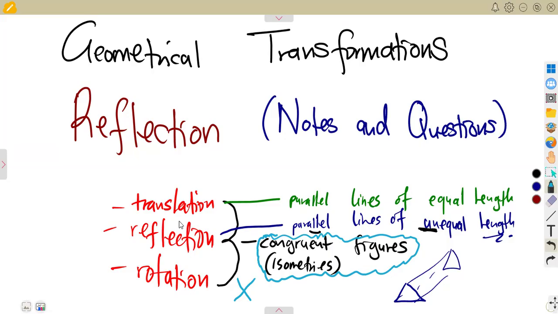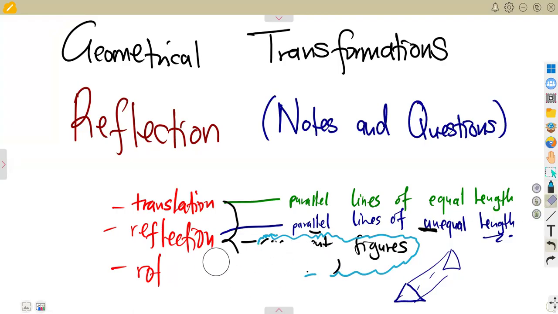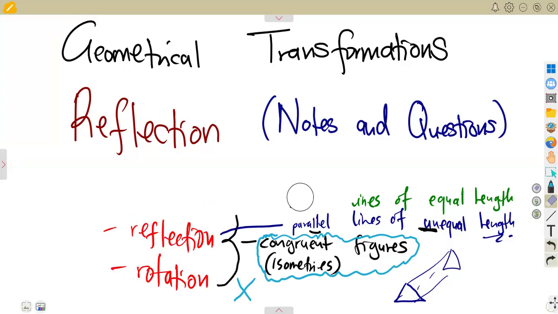So on a rotation, if you join the points A to A1, B to B1, the lines will cross. On a reflection, if you join A to A1, B to B1, you are going to have parallel lines of unequal length. Whereas on a translation, they are going to be of equal length. So this is the difference that we are going to have in these transformations.